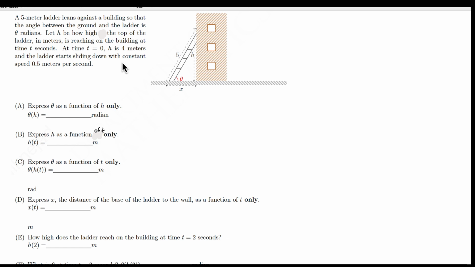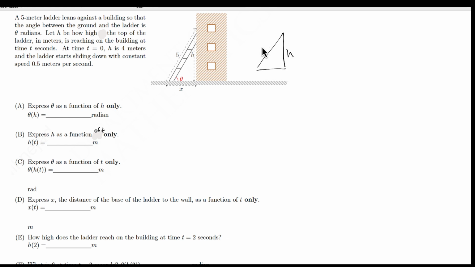The first part of the problem is asking, express theta as a function of h only. That is theta of h. This is not theta times h. Theta of h is like f of x, in radians. To do so, I'm going to go back to the picture and try to redraw it like this.